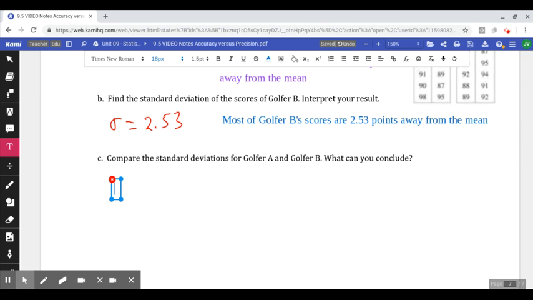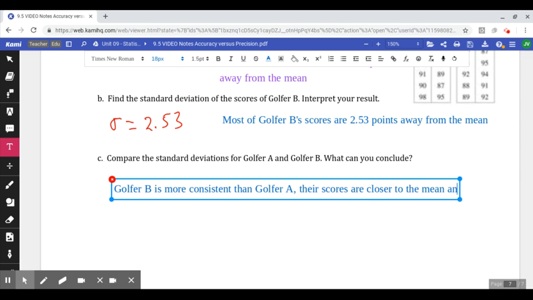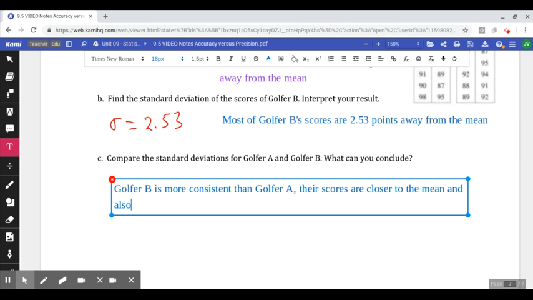So what would we want to say here in a comparison between these standard deviations and what that actually means? Well, we could say that golfer B is more consistent than golfer A. Their scores are closer to the mean and also less spread out.